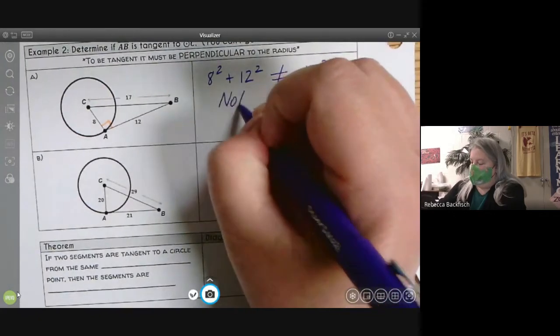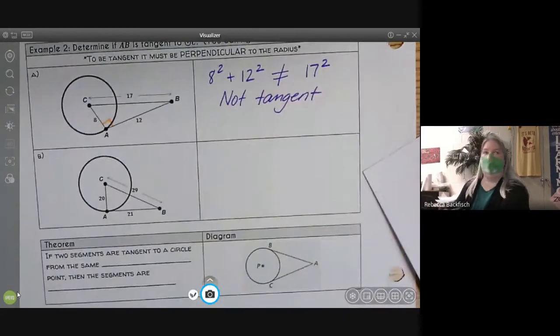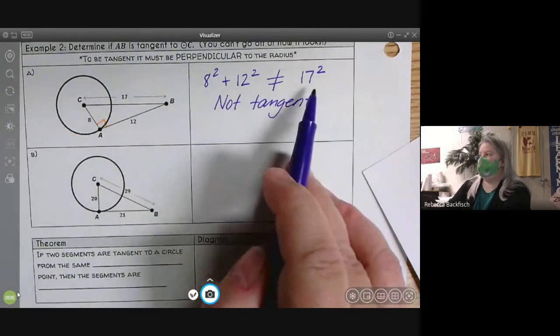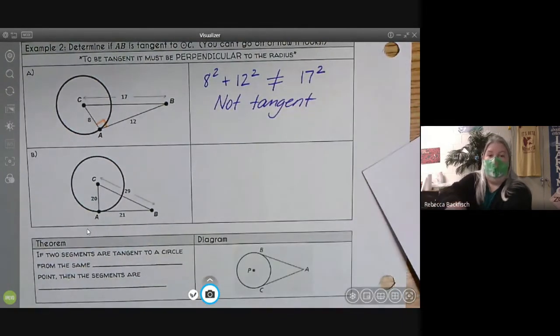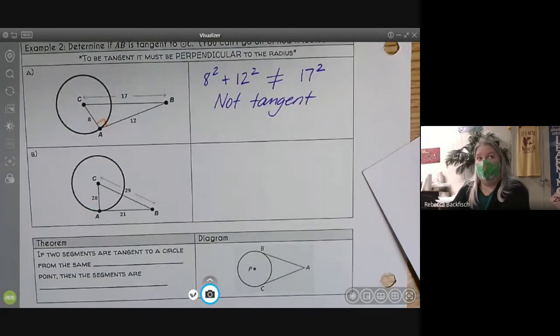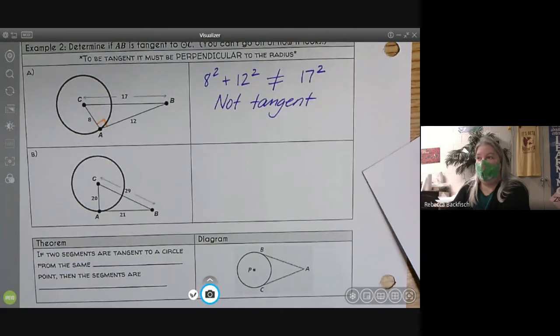So it's not tangent. And you do need to do what I've done here in terms of showing your thinking as well. Like, how do I know it's not tangent? Don't just say yes or no. Show me that either the Pythagorean theorem works or it does not work, one of the two. Because if the Pythagorean theorem works, that means it is a right triangle, so that angle is a right angle. If the Pythagorean theorem does not work, then it's not a right triangle, so that angle is not a right angle. So go ahead and check B.